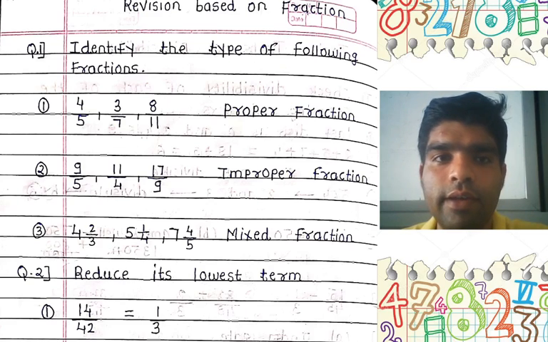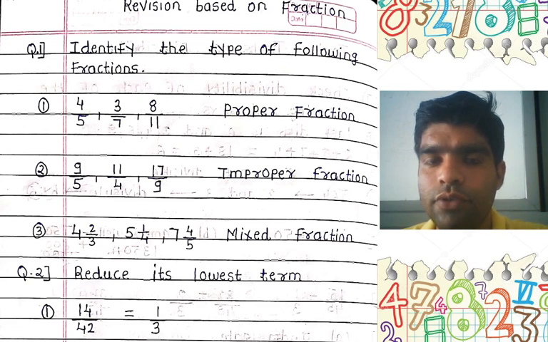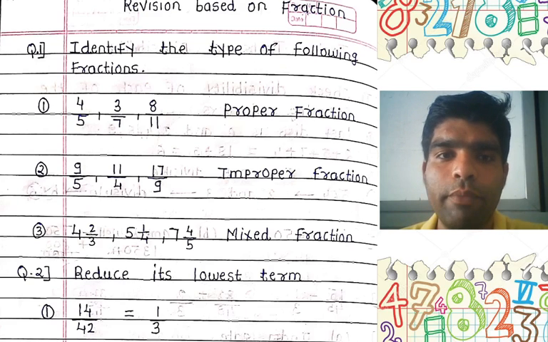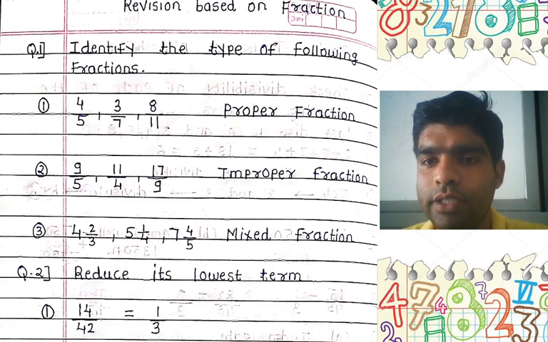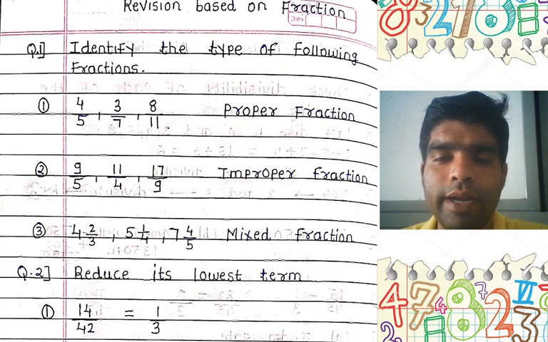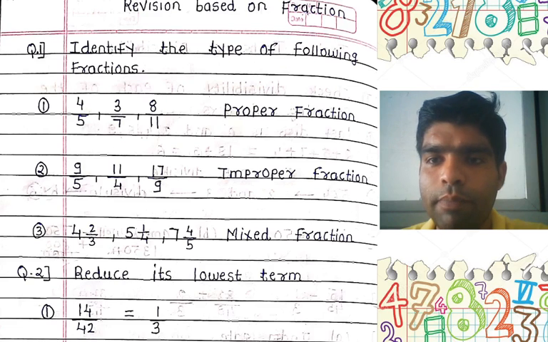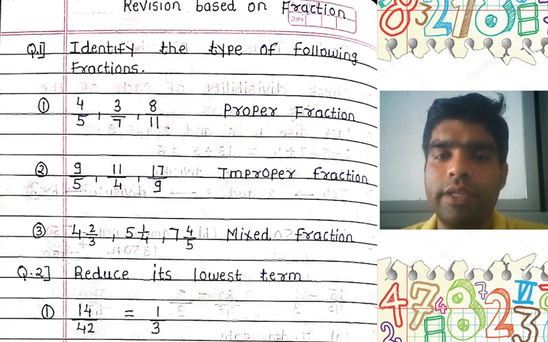First of all, we have to define the proper fraction. A proper fraction is one in which the numerator is less than the denominator. That type of fraction is called a proper fraction. Similarly, in an improper fraction, the numerator is greater than the denominator. This type of fraction is called an improper fraction. And the third one is the mixed fraction. A mixed fraction is a combination of a whole number and a proper fraction. Okay, these are our three types of fraction.